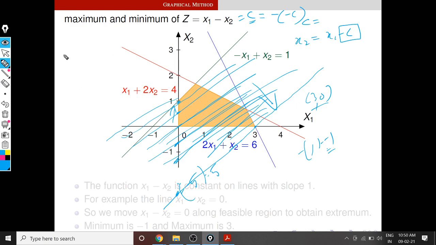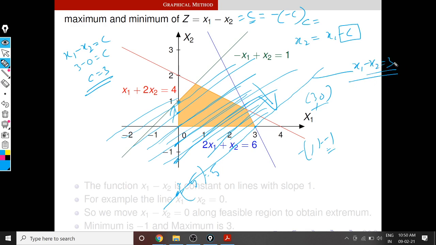You simply substitute. We know that the equation is of the form x1 - x2 = c. This straight line is of the form x1 - x2 = c. And how to find the c? You simply substitute this point (3, 0). So 3 - 0 = c. So c = 3. So the equation of this straight line is x1 - x2 = 3.